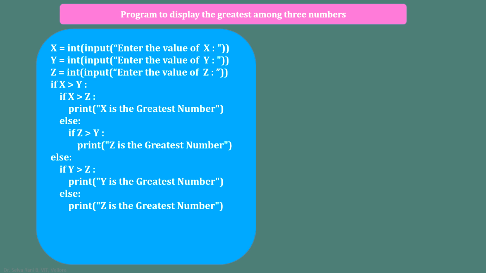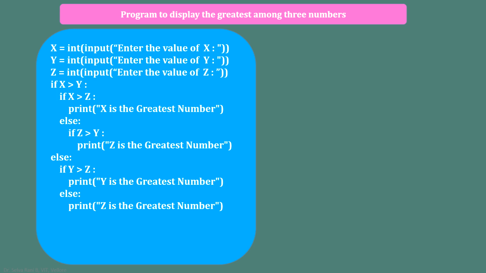Let's do the coding here. We are in need of three inputs x, y and z. So the values are read from the user by means of the first three statements. Next, we are writing the if statement by checking the condition x greater than y. If it is true, we have to check if x greater than z also. If x is greater than y and x is greater than z, then we can conclude that x is the greatest number, which can be displayed on the screen.